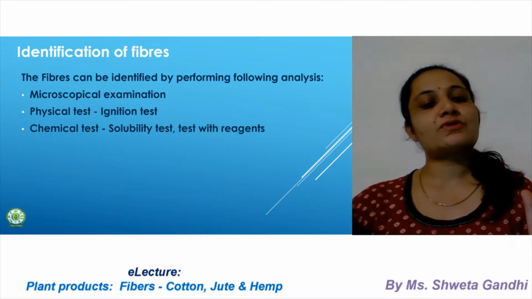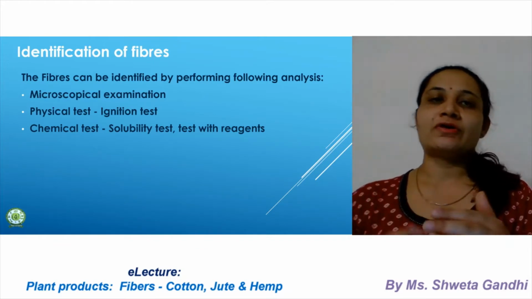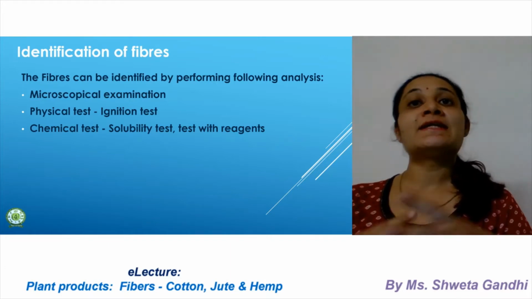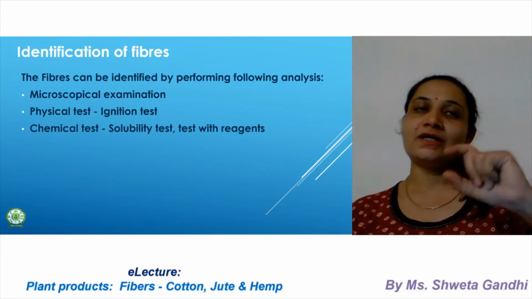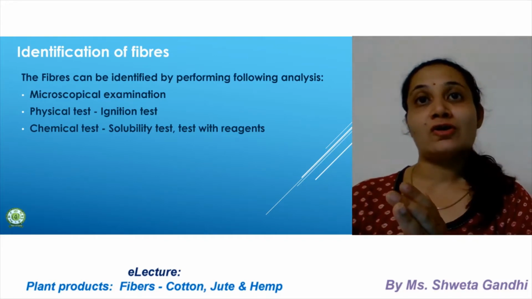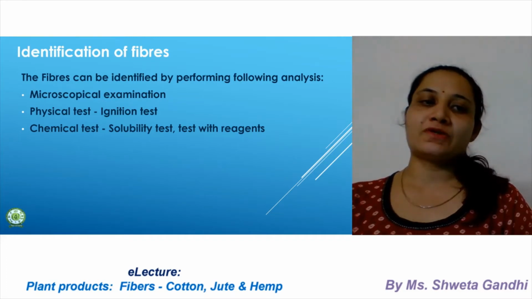First one, the most common, is the microscopic examination. With the help of a compound microscope or an SEM, meaning scanning electron microscope, we can observe the fibers, their elongated cells, and their thick walls that contain the cellulose. By all these parameters, we can observe them.